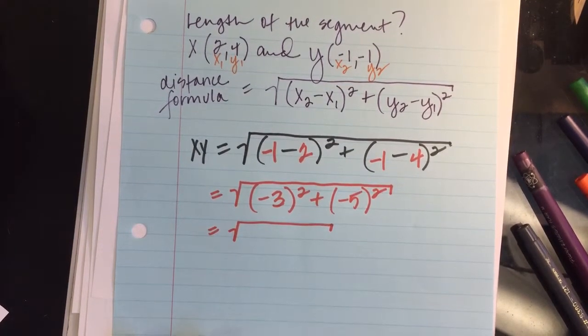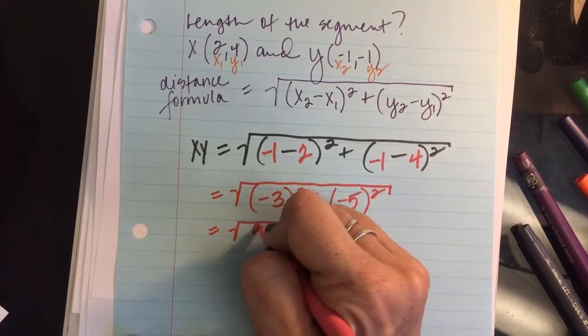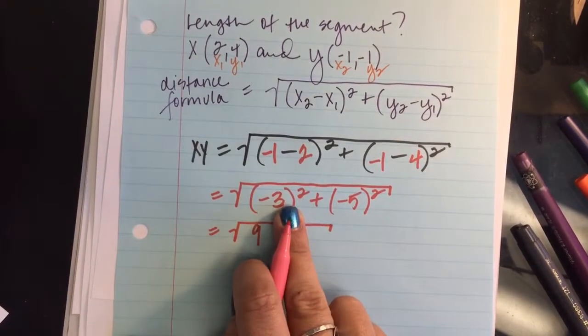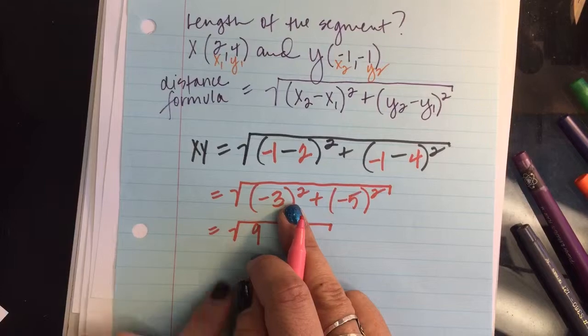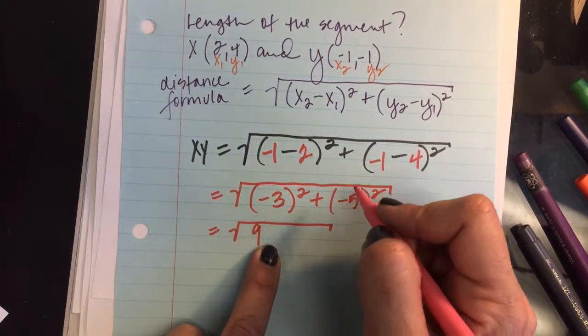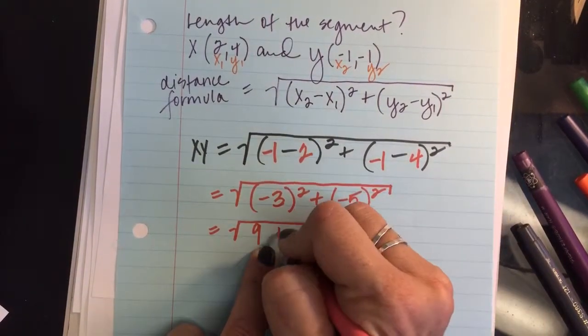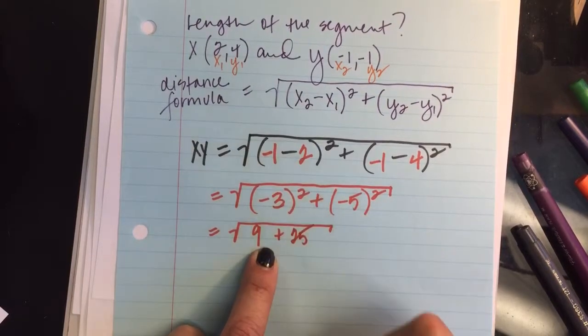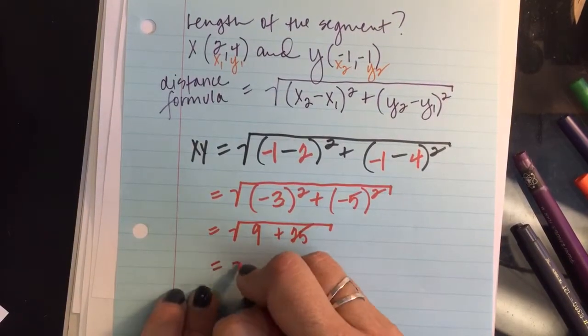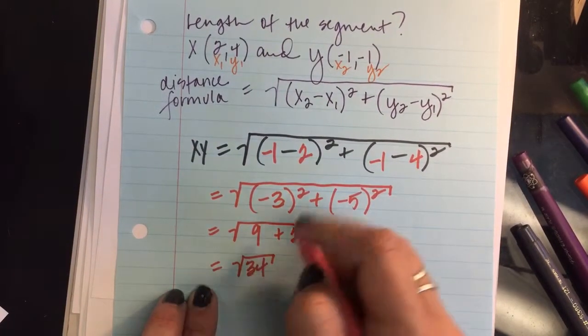Negative 3 to the second power is going to be positive 9. And without parentheses in your calculator, it would tell you that it was negative 9. That's not right. A negative times a negative is positive. And negative 5 to the second power would be 25. So the answer to this would be the square root of 34.